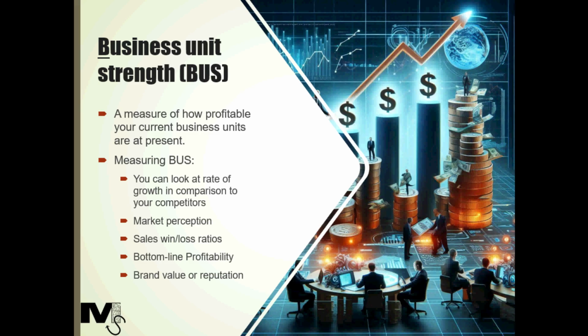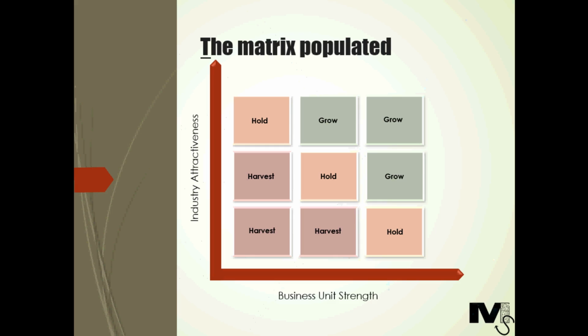You can look at sales win to loss ratios. You can look at bottom line profitabilities of the SBUs. You can look at brand value or reputation, but these aren't easy to measure quantitatively. You can then provide weightages to each factor and mark your SBUs to plot them on the axis. Once the ratings are confirmed, the SBUs will be populated in one of the 9 areas represented by blocks in the matrix, or sometimes in the middle of a couple of blocks.